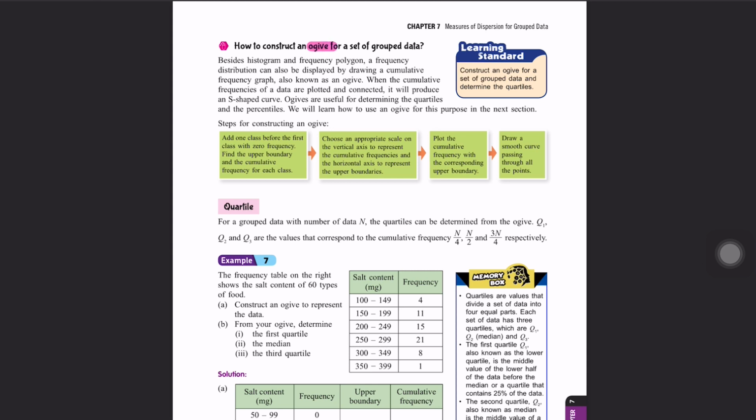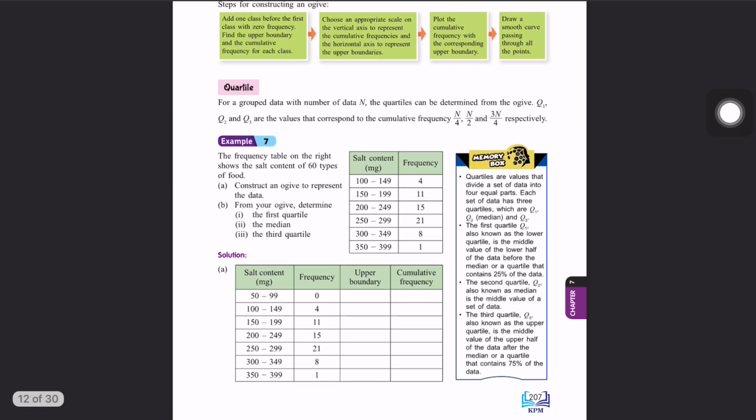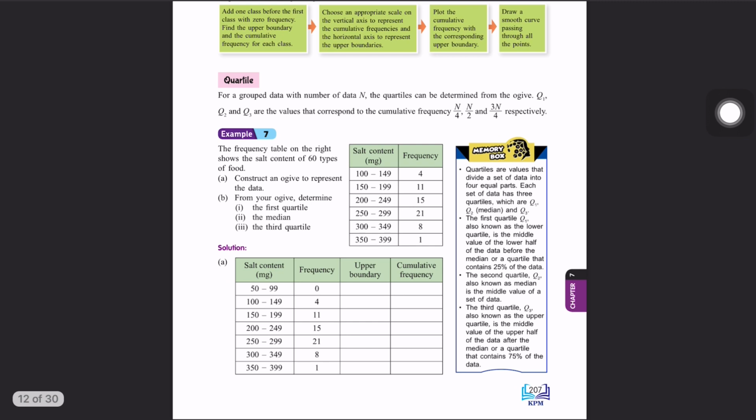Okay, betul. Okay, next kita belajar macam mana nak melukis ogive. Okay, how to draw ogive. Okay, di sini dia ada steps dia lah, awak boleh baca. Okay, now, okay, saya nak tunjuk how to draw ogive from this example. Okay. So, seperti biasa.